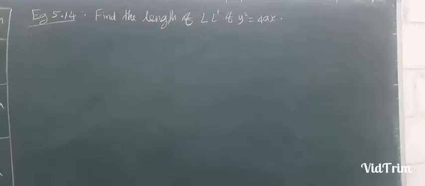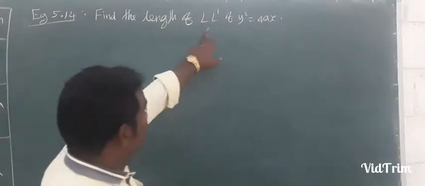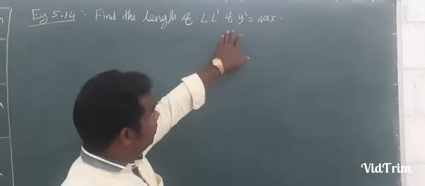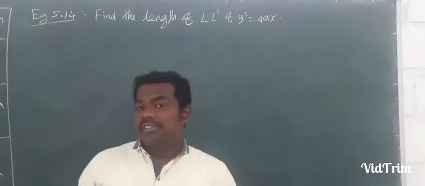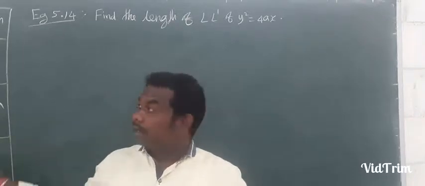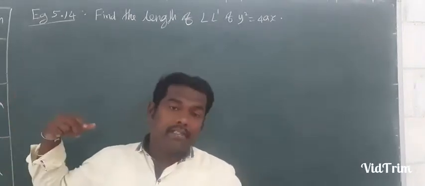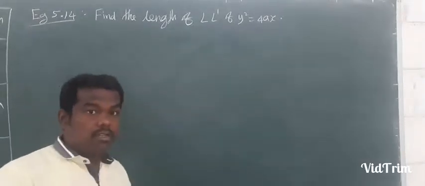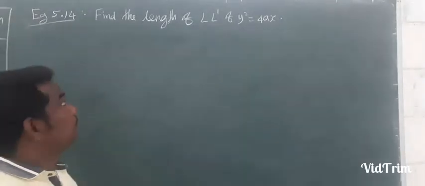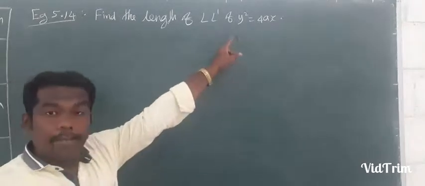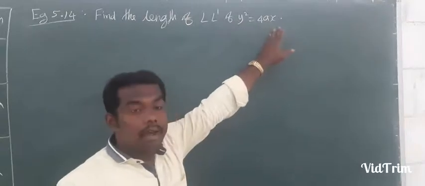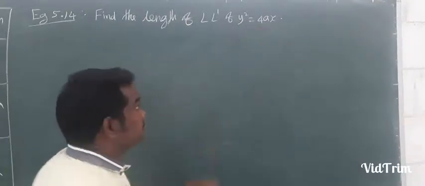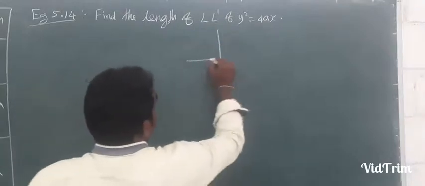Example 5.14. Find the length of the latus rectum L L dash of the parabola y squared is equal to 4ax. First, we just recall the tables. What is the focus value and what is the equation of the latus rectum? That's why I wrote the table before. So first you draw the diagram. y squared equal to 4ax. There is no h and k value, so it passes through the origin. It will look like this.